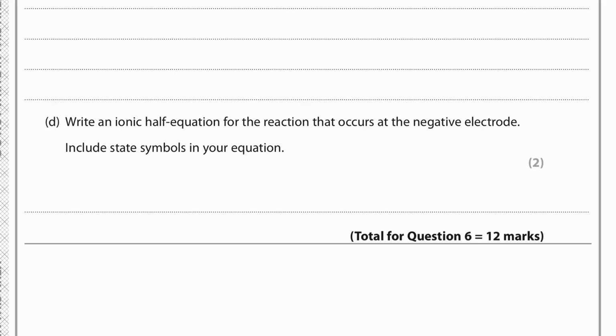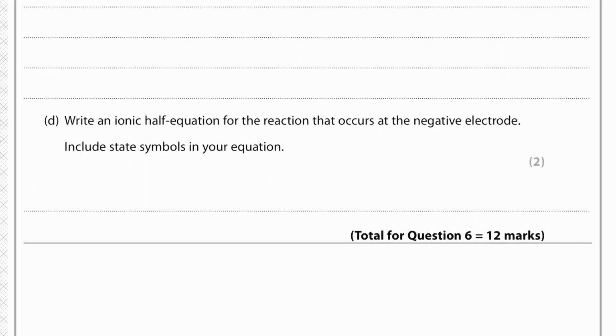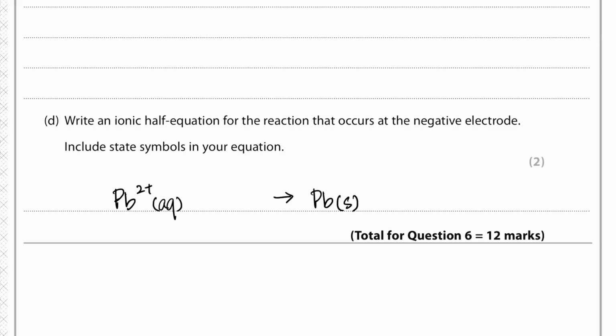Part D. Write an ionic half equation for the reaction that occurs at the negative electrode. Include state symbols in your equation. 2 marks. In this question, we're looking at the cathode, where this time lead-2 ions go to. To answer this question, we need to think about what the aqueous lead-2 ions form. And the answer to that is solid lead, which is written as Pb, like any other metal element. Don't forget to add the state symbols because this question explicitly stated it.